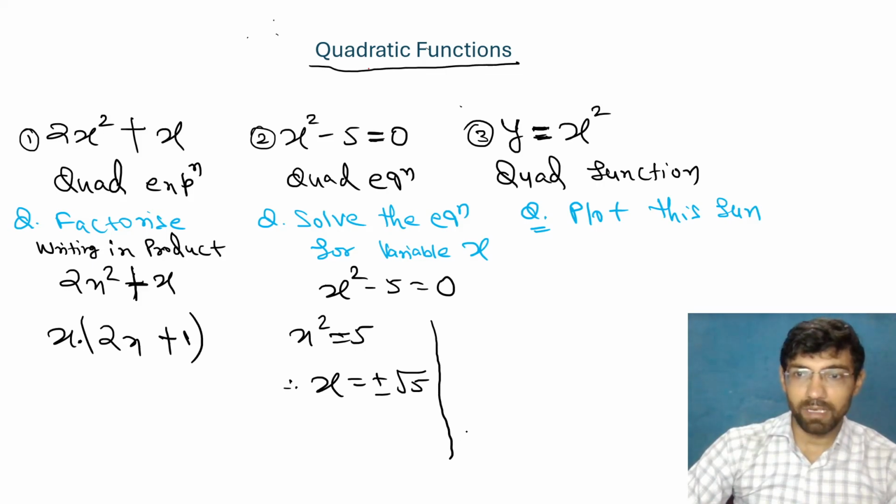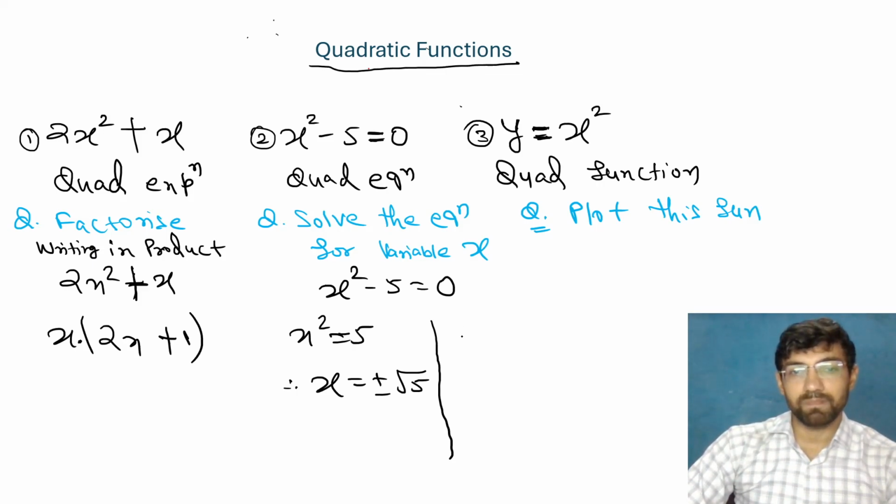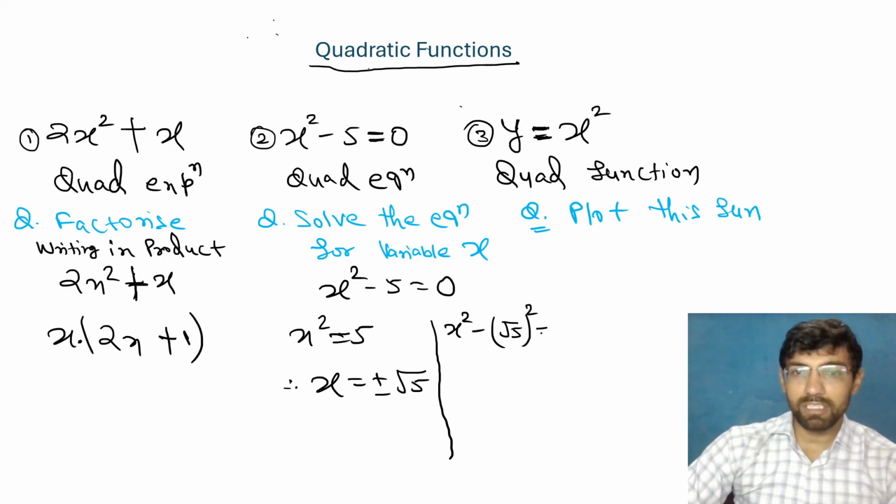And I have one more method. And what is that? So can I write it, my x square minus 5 equals to 0? Can I write x square minus, in place of 5, root 5 to the whole square equals 0? Because root 5 to the whole square will definitely be 5 only.